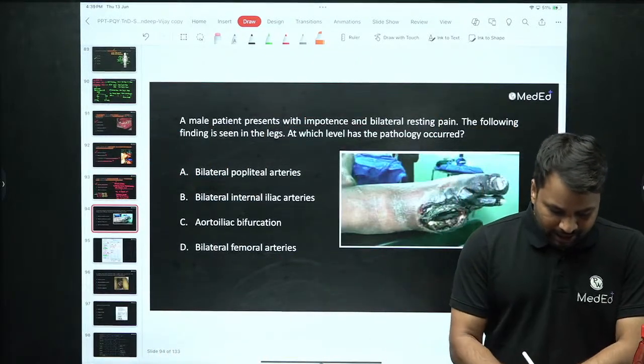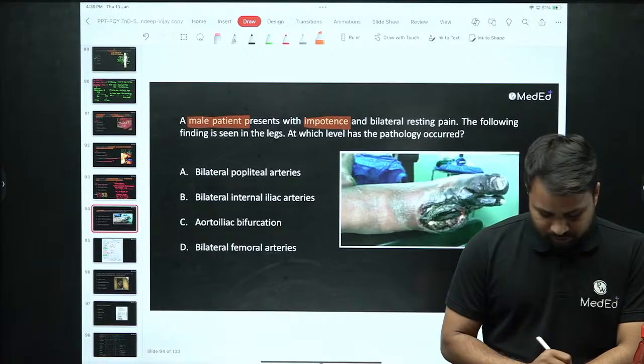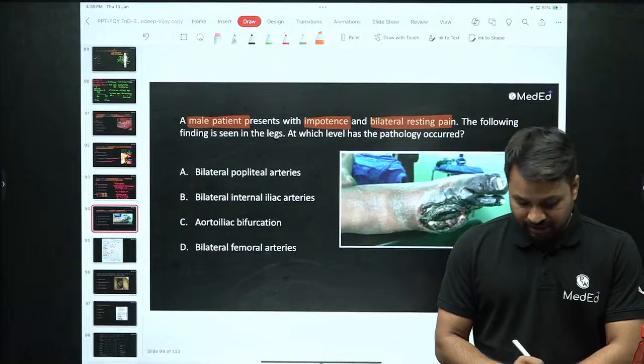What do you have? I have a male patient. Okay. With impotency, not a good news. Bilateral resting pain, even more worse news.